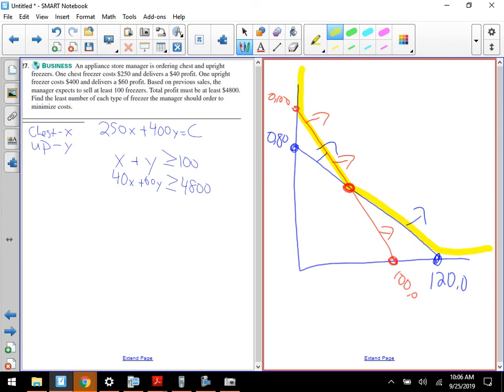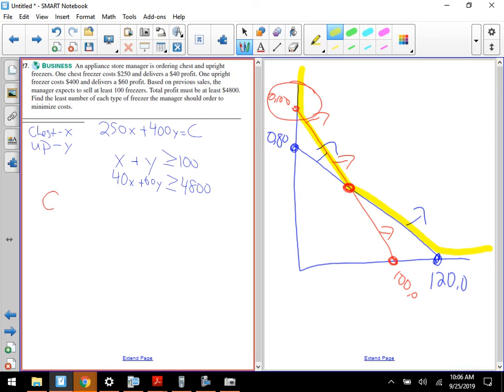The overlap is going to happen here at 0, 100, whatever this point is, and at 120, 0. So we have to figure out where this one occurs. So if I do that and I just multiply that top equation by 40, subtract it from the bottom, I get 20y is 800. What is that? 40? Very good. So my y value is 40, my x value is 60.